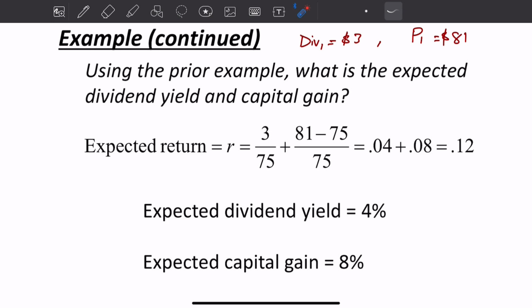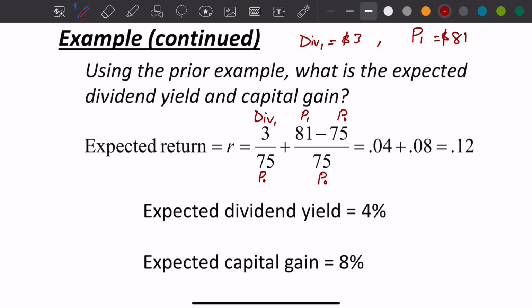Dividend 1, or Div 1, which is $3, divided by P0, which is $75, plus the difference in price. Let me just put the notation here so you can remember. This is P1 and this is P0. This is P0 and this is Div 1. And this is P0 again.